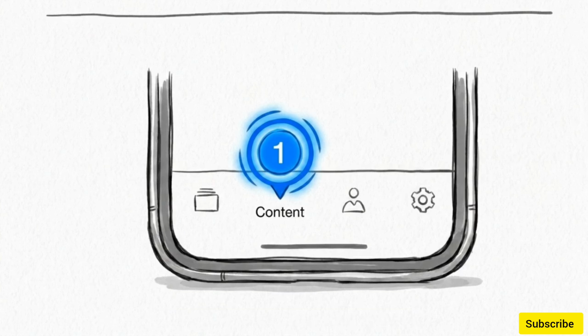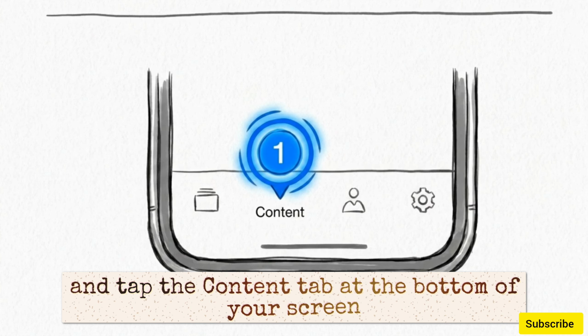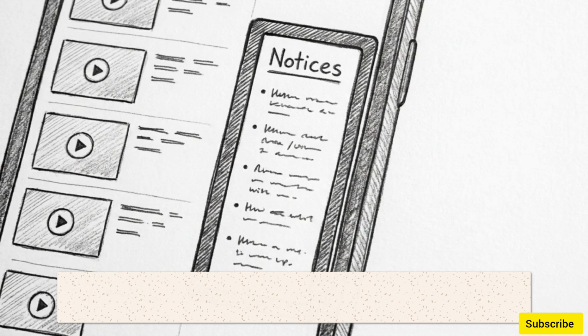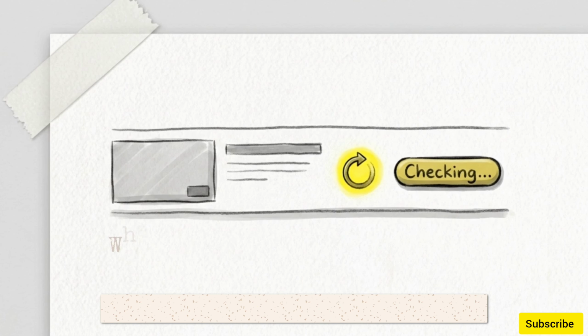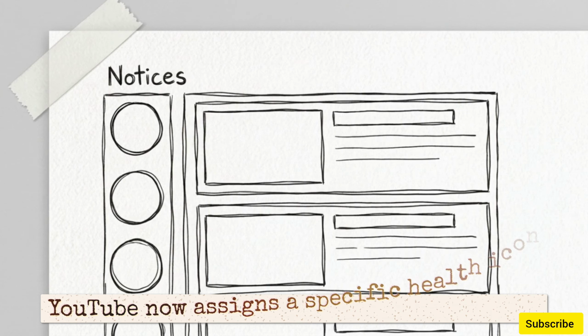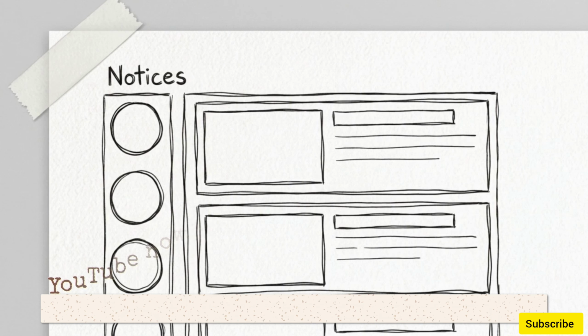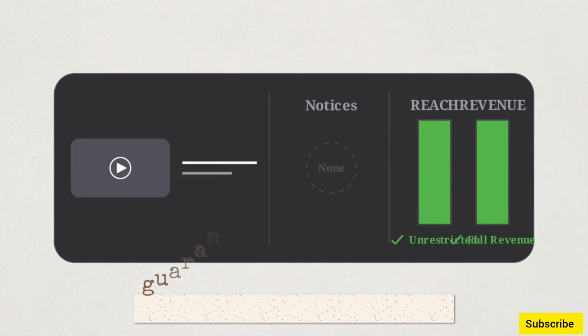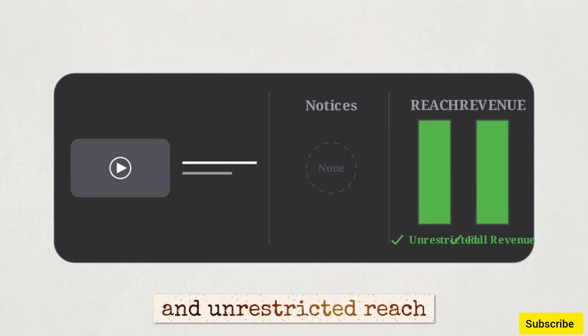Open the Studio app and tap the Content tab at the bottom of your screen. Look for the newly added Notices column next to your videos. Whenever you upload a new video, it goes through an initial checking phase. After that finishes, YouTube now assigns a specific health icon right in this column. No icon means perfect health, guaranteeing full revenue and unrestricted reach.